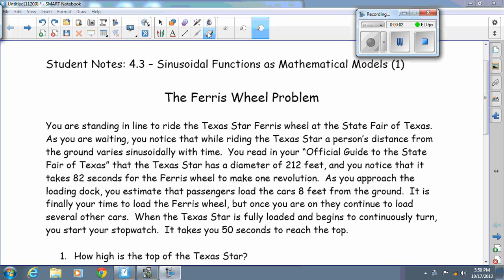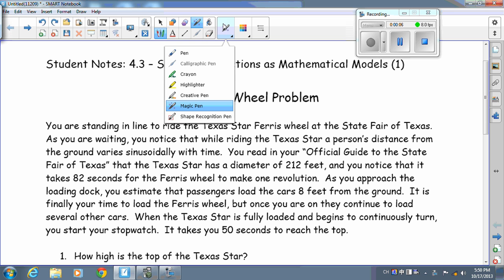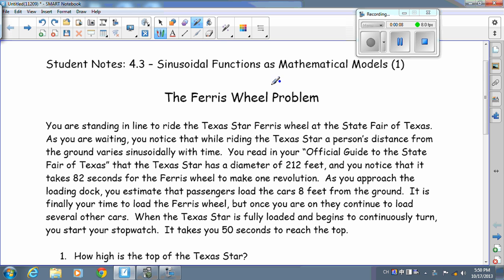Hello guys, what we're going to be working on today is our 4.3 notes, and it's over the Ferris wheel problem. What I recommend that you do is actually read it, pause the video, read it, and start the video again.